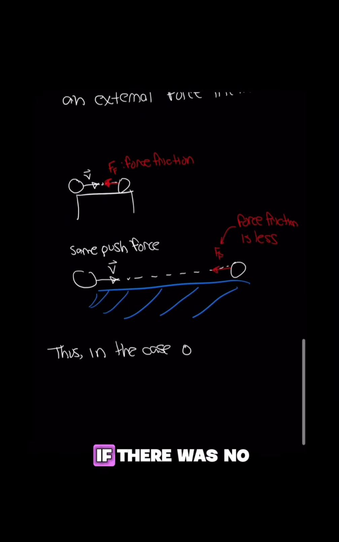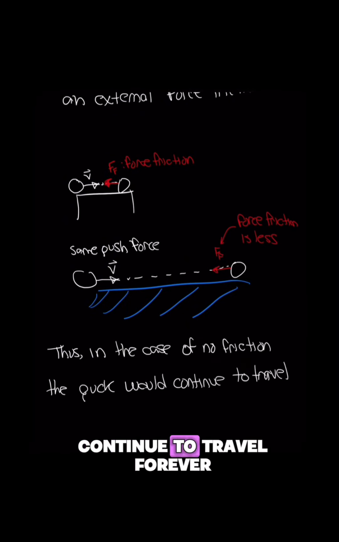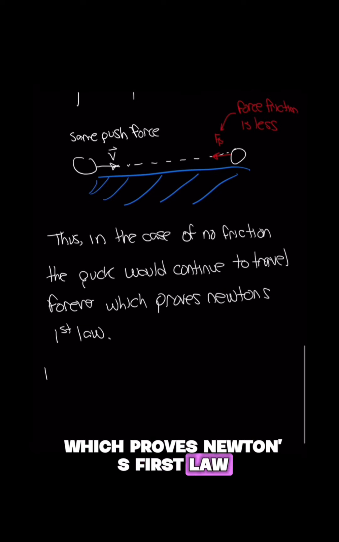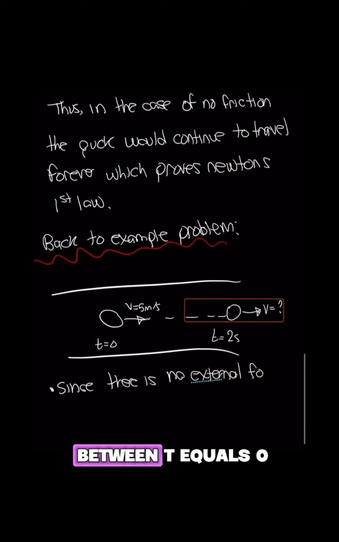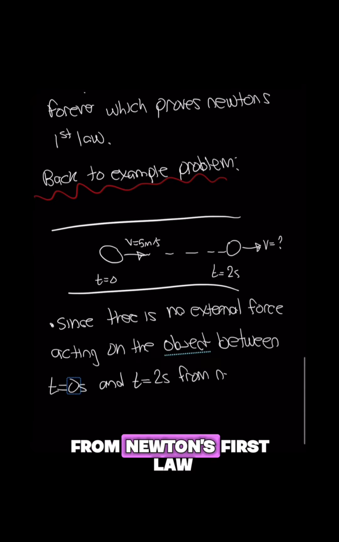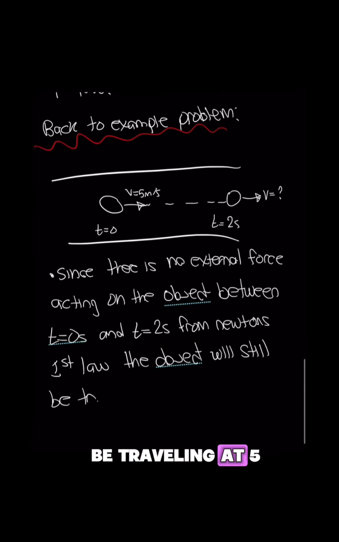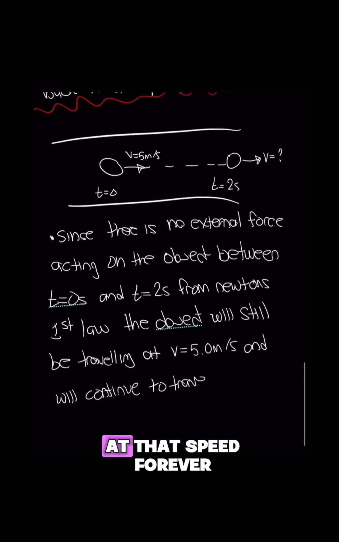Thus, in this case, if there's no friction, the puck would just continue to travel forever, which proves Newton's first law. You can look back to our example here, and since there is no external force acting on the object between t equals 0 and t equals 2 seconds, from Newton's first law, the object will still be traveling at 5 meters per second and continue to travel at that speed forever.